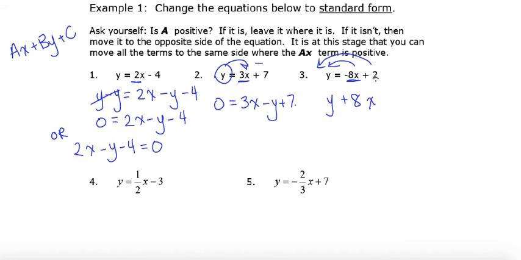And when I'm moving my positive 2 to the other side, it becomes negative. And that is going to equal 0 because I have nothing left on the right-hand side. And I can rearrange this so that my x term is first. So I have 8x + y - 2 = 0.